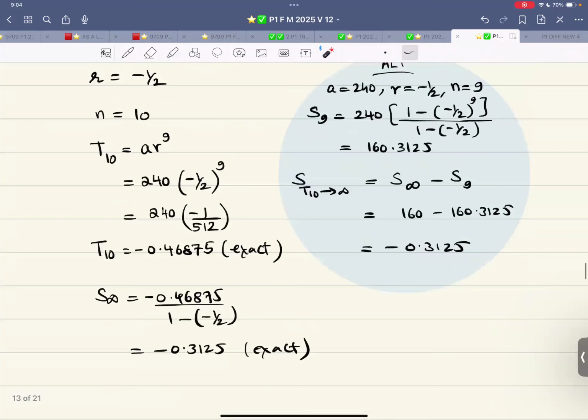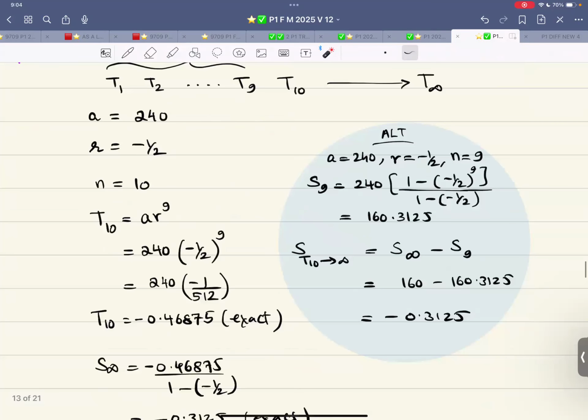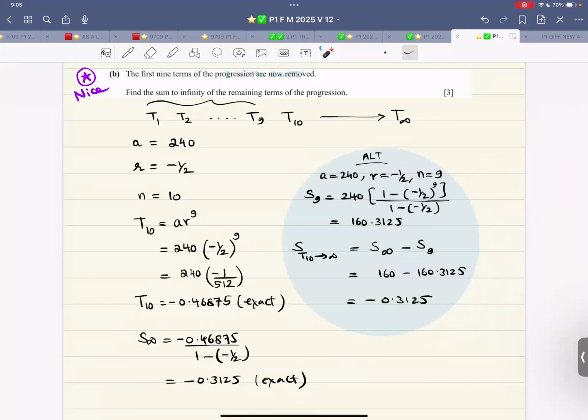This is the answer. Method 2. Sum of 9 terms, and then subtract it from sum to infinity. That is the answer. So both methods look fabulous, look amazing. It's your choice. Work in the exact form. So it's all about the exact form.